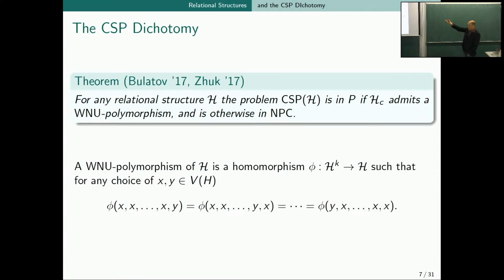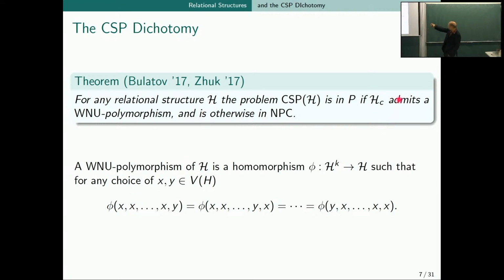Now we've defined what a CSP is. People have been trying to prove this for some 20 years, and finally Bulatov and Zhuk said that for any relational structure H, the CSP problem is either polynomial time solvable or NP-complete. So there's a dichotomy. It's either easy or hard, and it's not in between. If P is not equal to NP, we might expect things to fall in between, but they said no, it's either P or NP-complete. This is called a dichotomy.